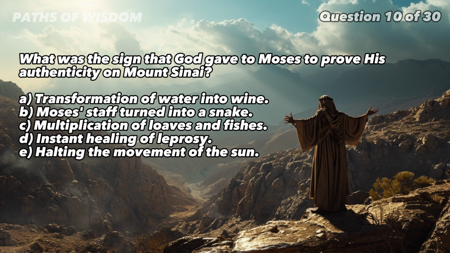Question 10. What was the sign that God gave to Moses to prove his authenticity on Mount Sinai? Option A, transformation of water into wine. Option B, Moses' staff turned into a snake. Option C, multiplication of loaves and fishes. Option D, instant healing of leprosy. Option E, halting the movement of the sun.